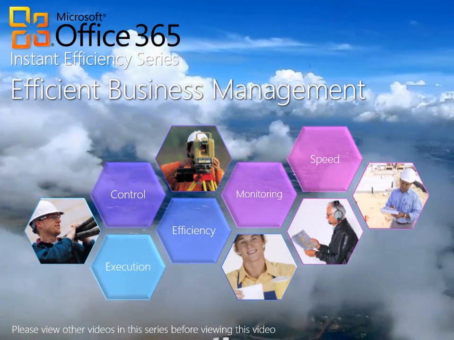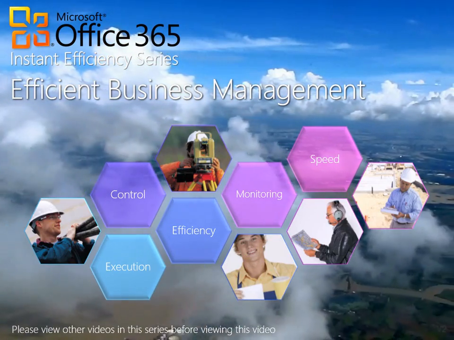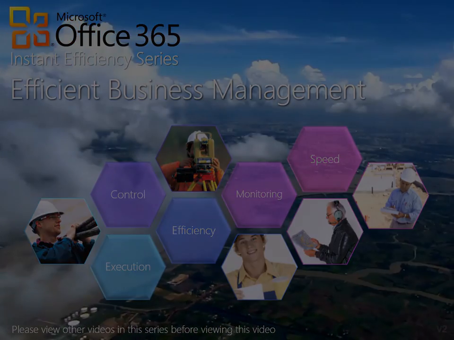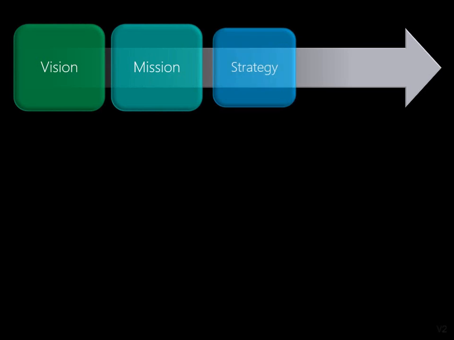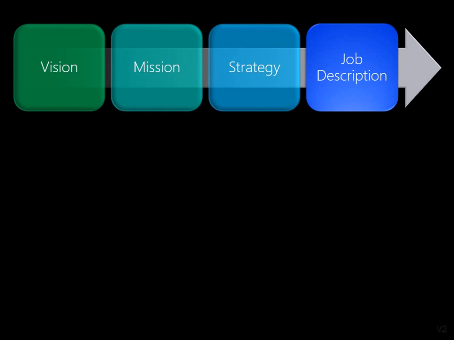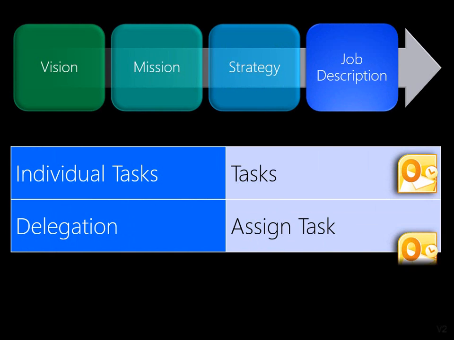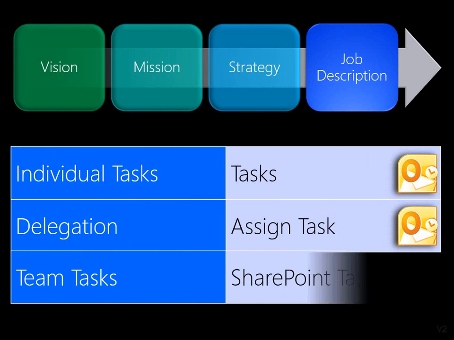In this video, we will see how Office 365 can help you execute business more efficiently. I am sure your organization has a vision, mission, and a growth strategy that is broken down into job description for each employee. Individual work is managed using Outlook. Delegation must be managed using assigned tasks in Outlook. And for team execution, we have SharePoint task list.